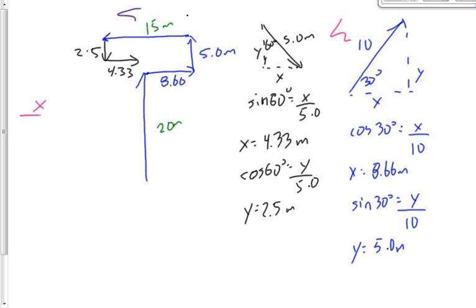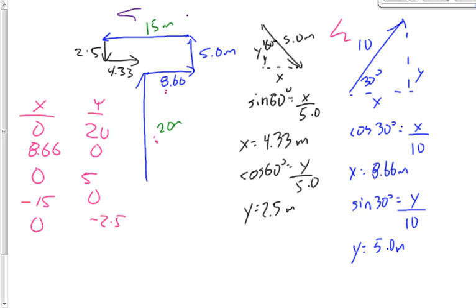So let's do our x's and our y's now. First one, how much of it's x? How much of that first one is x? None. How much of it's y? 20. How much of this one's x? It's an 8. 8.66 is x, 0 is y, 0 is x, 5 is y, negative 15 is x, careful with the negative there, 0 is y, 0 is x, negative 2.5 is y, and 4.33 is x, and 0 is y. Let's add them up.